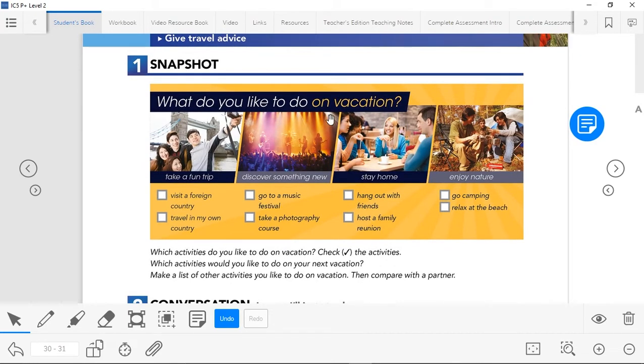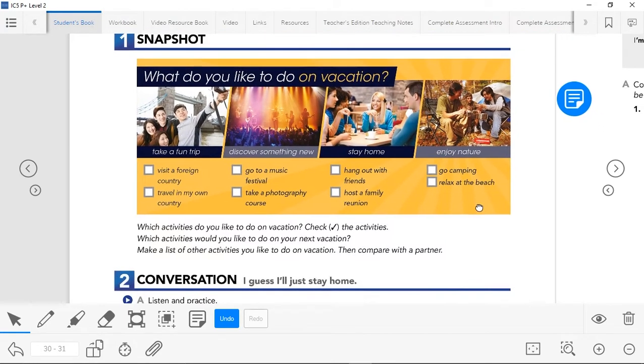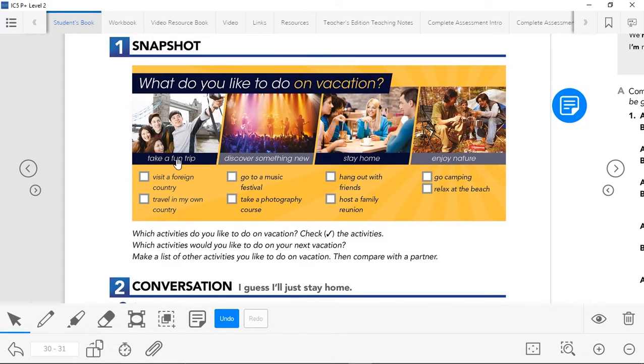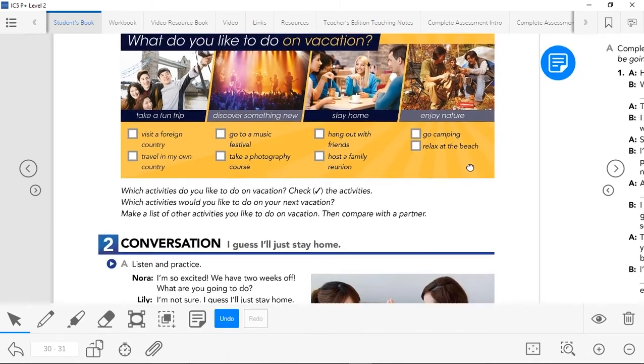What do you like to do on vacation? Interesting. So we can take a fun trip, discover something new, stay home, enjoy nature. We can also visit a foreign country, travel in my own country, go to a music festival, take a photography course, hang out with friends, host a family reunion, go camping, relax at the beach. All of these things you can be doing on vacations. These are vacation activities. Very good.